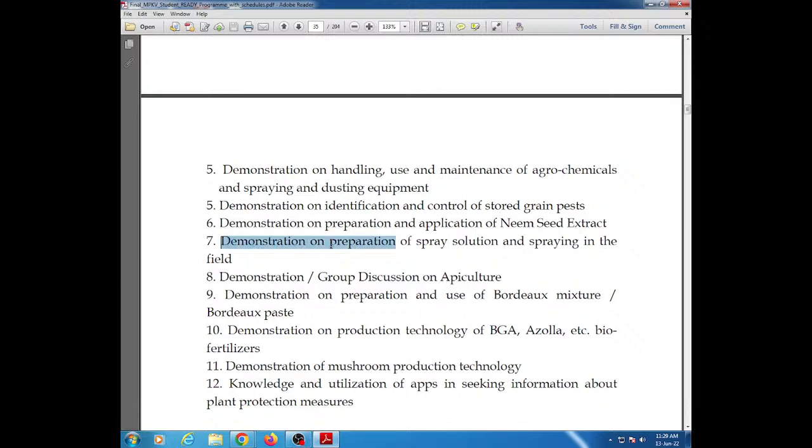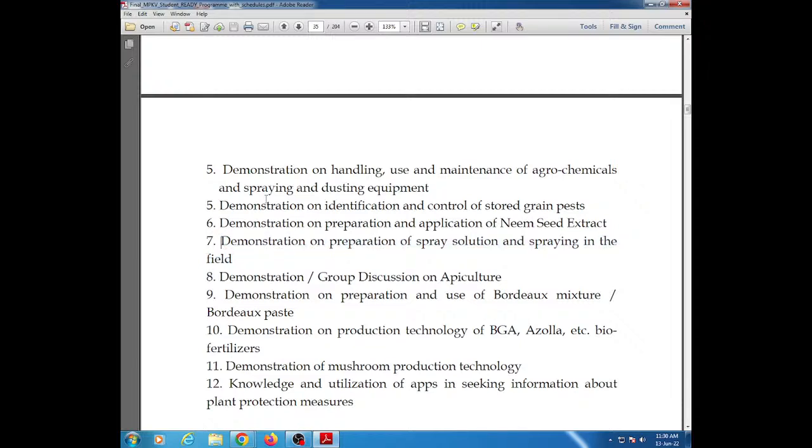Next is the demonstration on preparation of spray solution and spraying in the field. Demonstrate how you prepare those chemical solutions in the field for spraying, the care to be taken, the calibration of that particular chemical or the sprayer, and how you have to use it in the field.